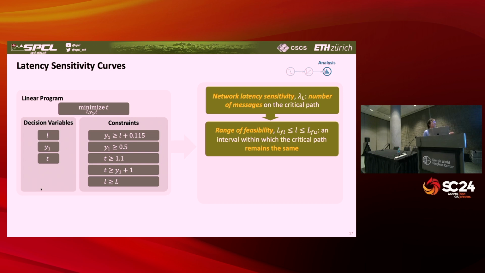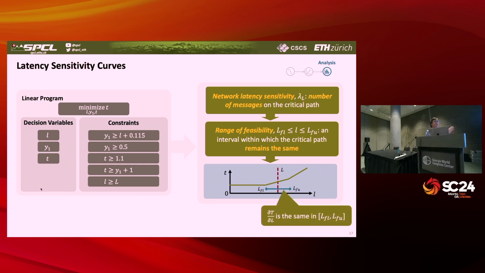What is the range of feasibility? It's given by 2 bounds, two values that define an interval within which the critical path would remain the same. Here I have an example of how the runtime of an example application would change against increasing latency. It's made of 3 linear pieces. If we solve the linear program at this specific point when the latency is equal to this big L, then after solving it, we will find the regions within which this dt/dL is going to be the same within this bound. And these bounds are going to define the critical latencies for us directly.